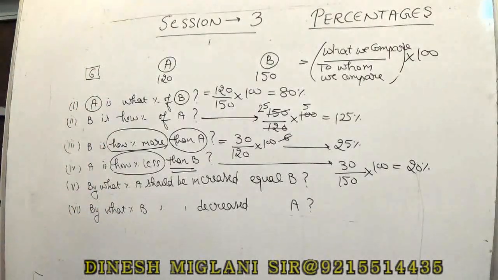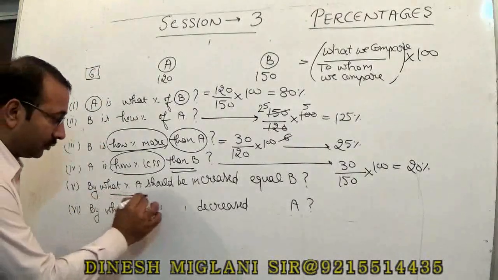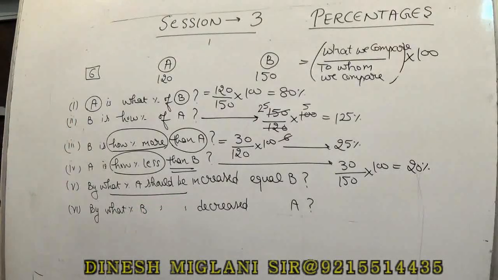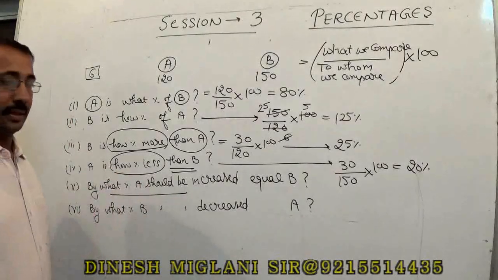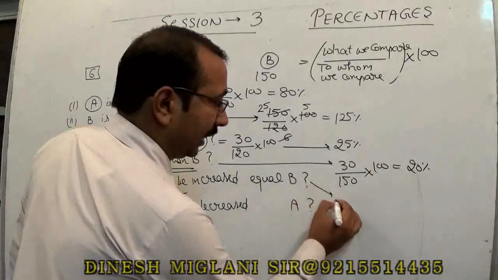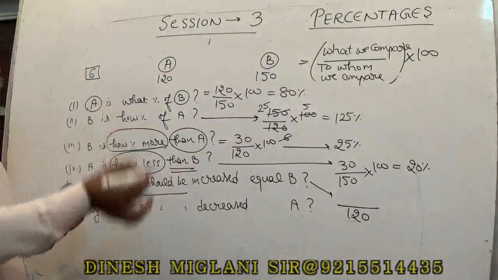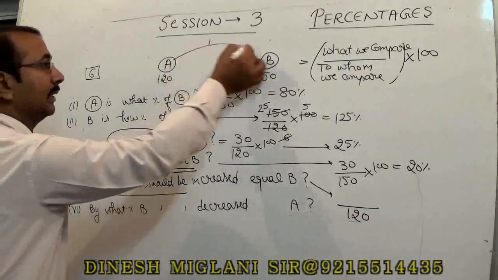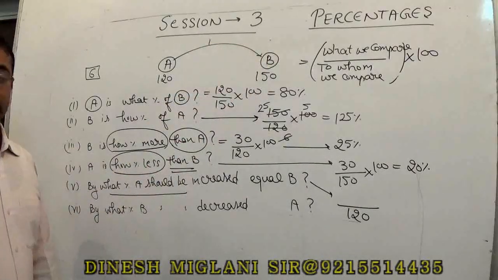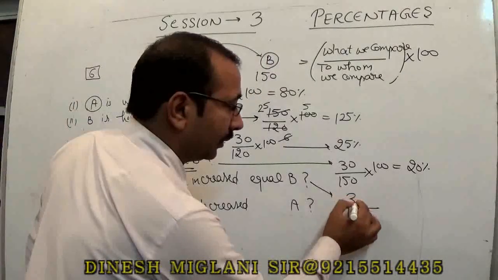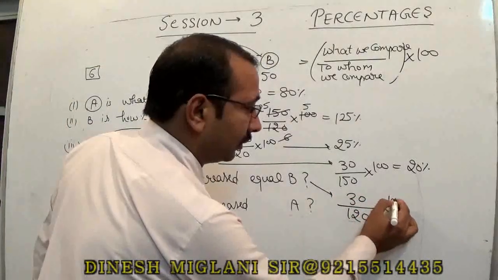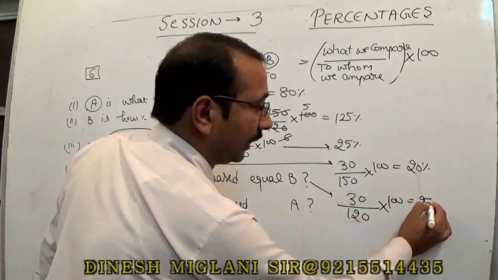Statement number 5. By what percent should A be increased? It means I have to make a change in A. My base would be A. It should be 120. How much should it be increased? Because A is 120 and B is 150, it should be increased by 30. 30 upon 120 into 100. Answer is equal to 25%.